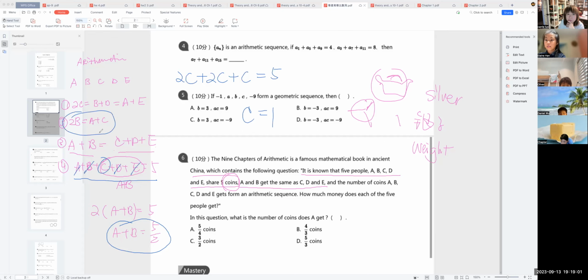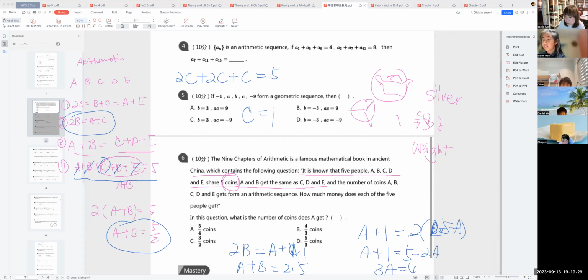Correct? And the last one, we're going to use this one because 2B equals A plus C. And the C is 1. And A plus B equals 2.5. So we have A plus 1 equals 2 times B, sorry, 2.5 minus A. So A plus 1 equals 5 minus 2A. So 3A equals 4. So A equals 4 over 3. Get it, everybody? And you can actually find out B equals what? And by the differences with all of them, you can find A, B, C, D, E as well.